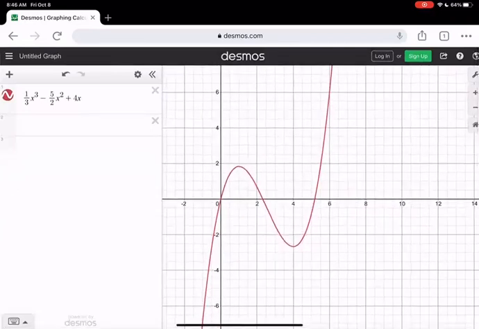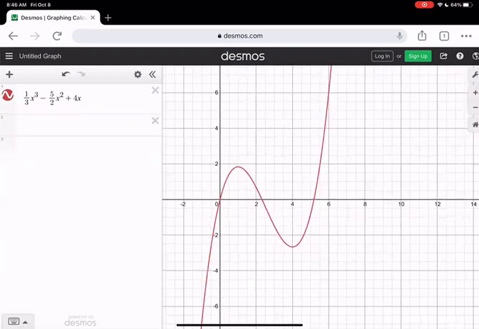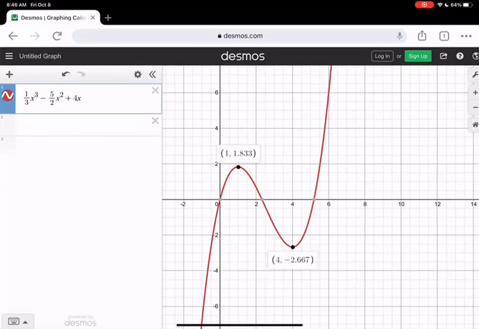And now what do you notice about the points here and here? Well, the x value of this first point is at 1. We can see that when we tap. The x value of this point is at 4. Is that a coincidence? No, those are exactly those critical points that we found on our function. So what do we think? Do we have a local max here at 1 or a local min?